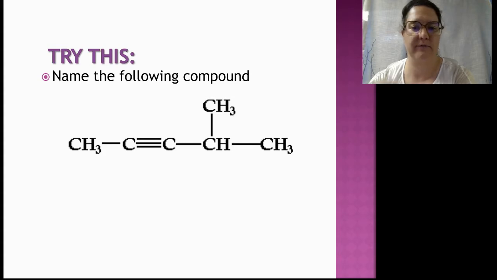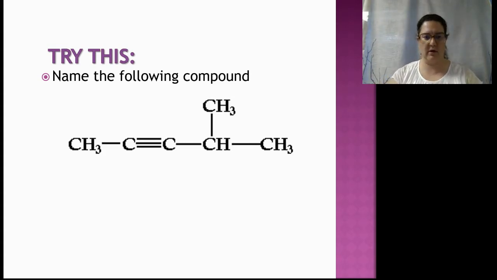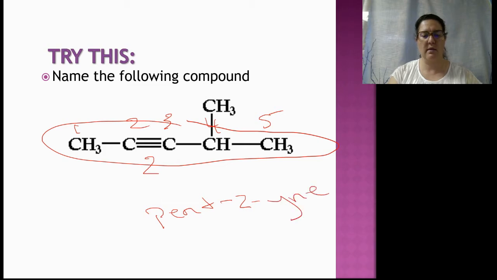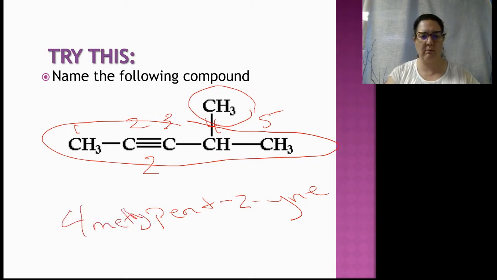So now we're going to name the following compound. We want to find our longest chain, which is going to be 1, 2, 3, 4, 5. So it's going to be pent. Our triple bond is located between carbons 2 and 3. So pent-2, and it's a triple bond, so we're going to go -yne. And then we have a methyl single-carbon branch on the 4th carbon. So we're going to go 4-methylpent-2-yne, identifying that there's a triple bond between carbons 2 and 3.